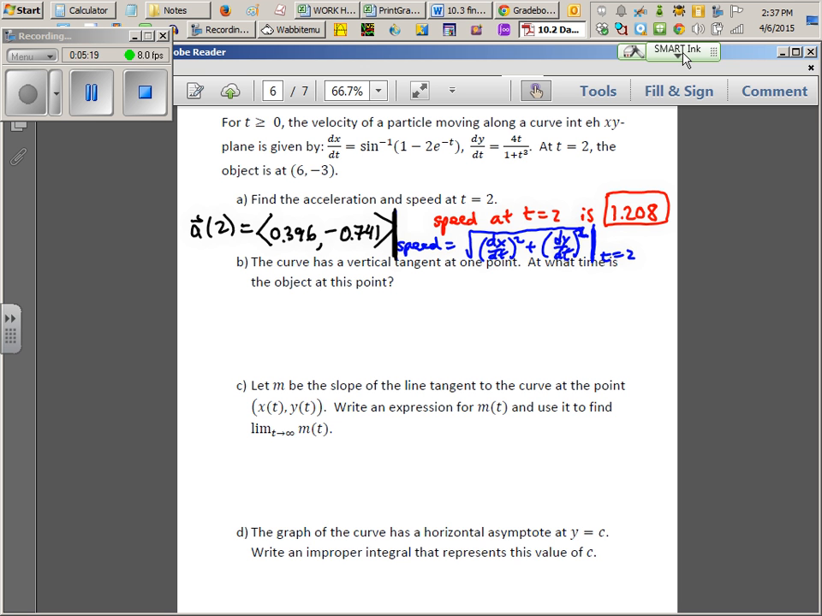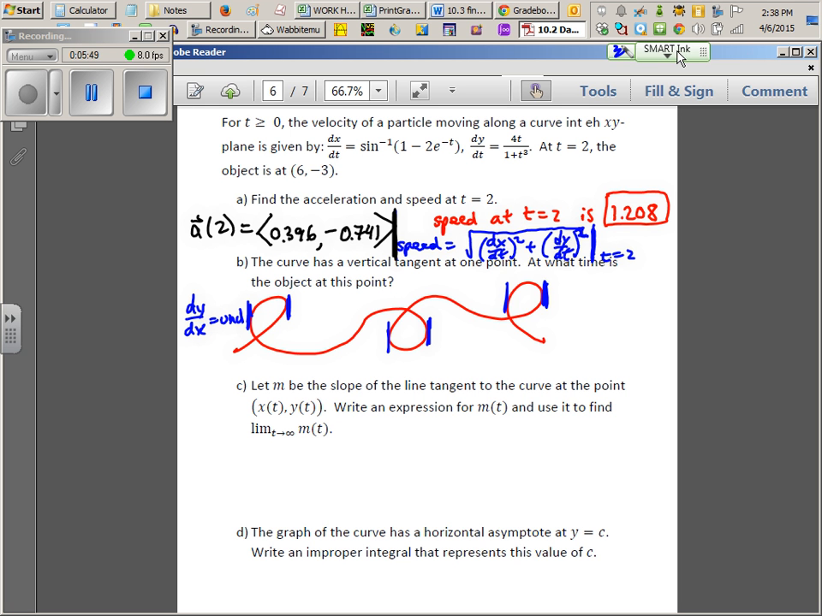Now it says that the curve has a vertical tangent at one point. This is not always a true statement, but when you're studying a moving object, your path might include a vertical tangent moment, when the object is moving along a vertical tangent line. I could see six in this little sketch I just drew. One interesting thing about every one of these is that dy/dx is undefined, because there is no slope to a vertical line. In the world of parametrics, that means dy/dt over dx/dt is undefined.